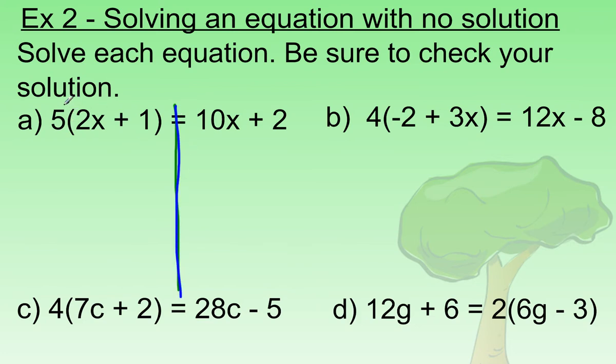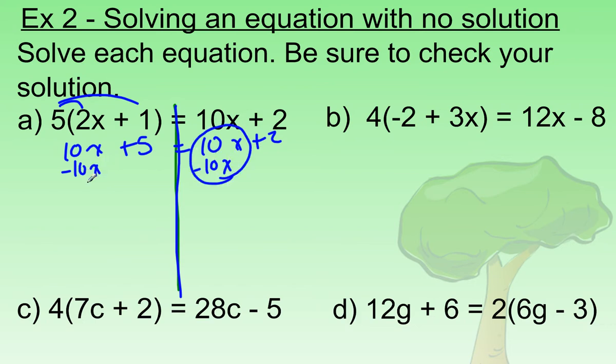So if I start by distributing, normal method, 10x plus 5. On this side, we have 10x plus 2. Okay, there's nothing else to simplify. I've got variables on both sides. If I get rid of the one on the right, minus 10x, minus 10x. These cancel. Over here, like I said, these are going to cancel as well.